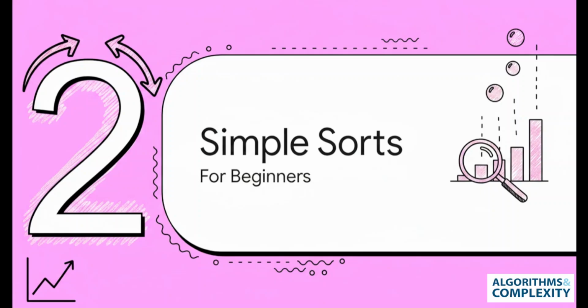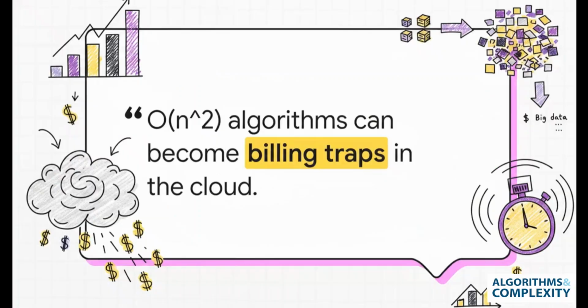Section 2. Simple sorts for beginners. All right, now that we have the math down, let's look at simple quadratic algorithms. As this quote brilliantly illustrates, these basic sorts scale terribly for big data. If you deploy an n-squared algorithm in a modern cloud environment with massive data, your processing time will skyrocket and it's literally going to cost you money. It becomes a billing trap.